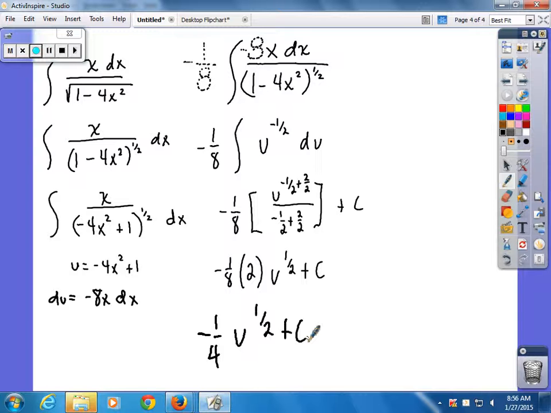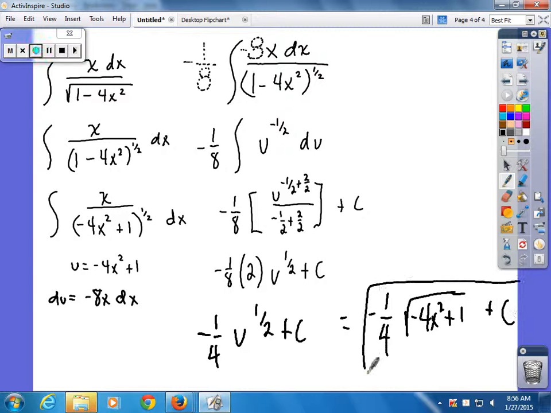and negative 1/4, and u, what do we say u was? Negative 4x squared plus 1, plus c.